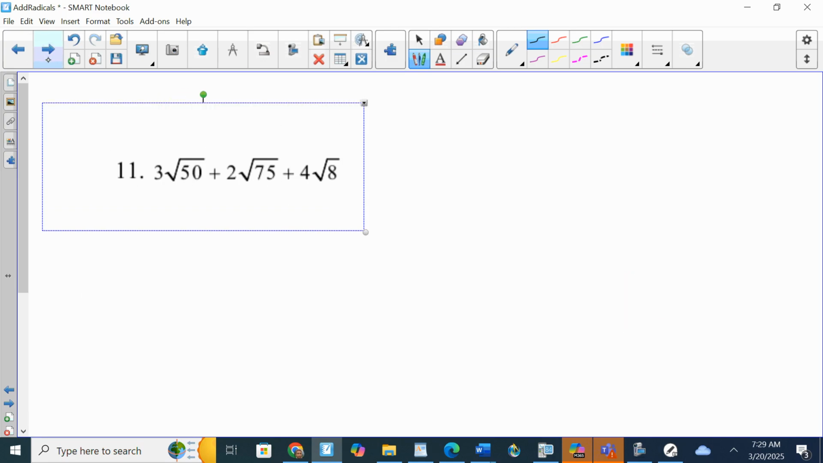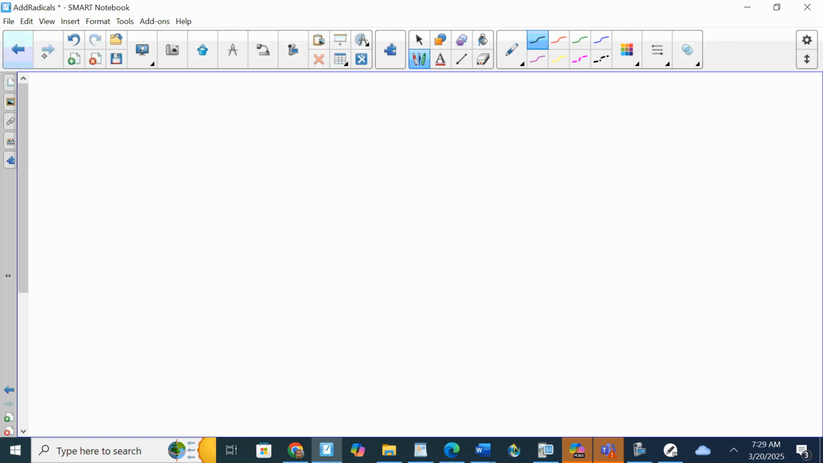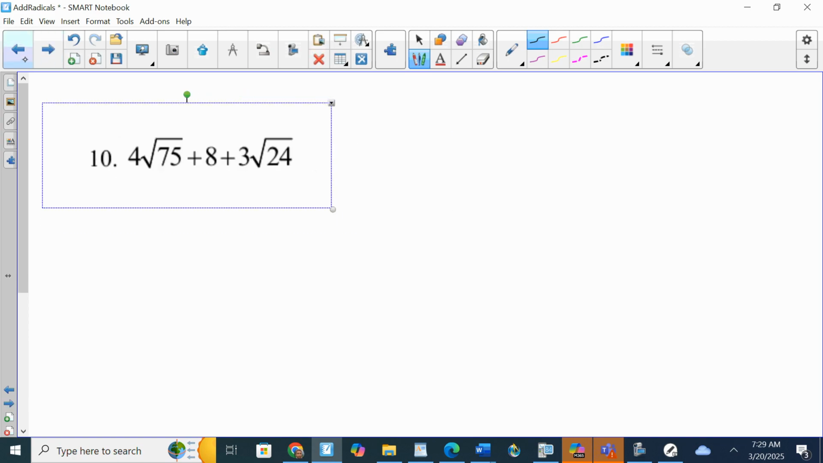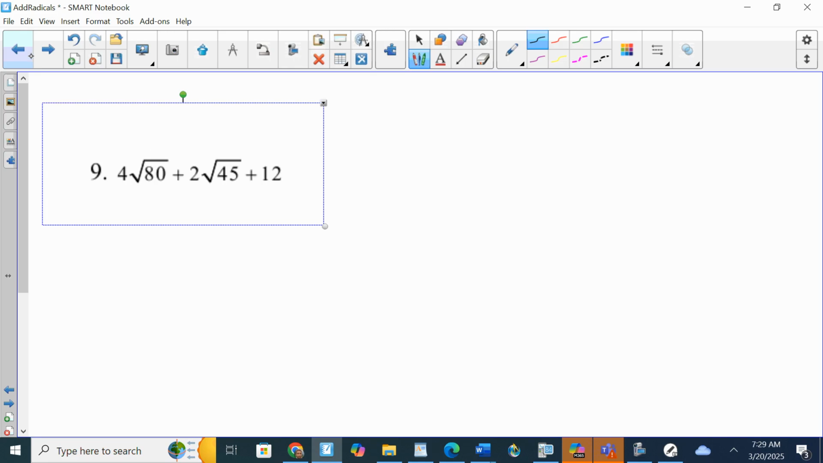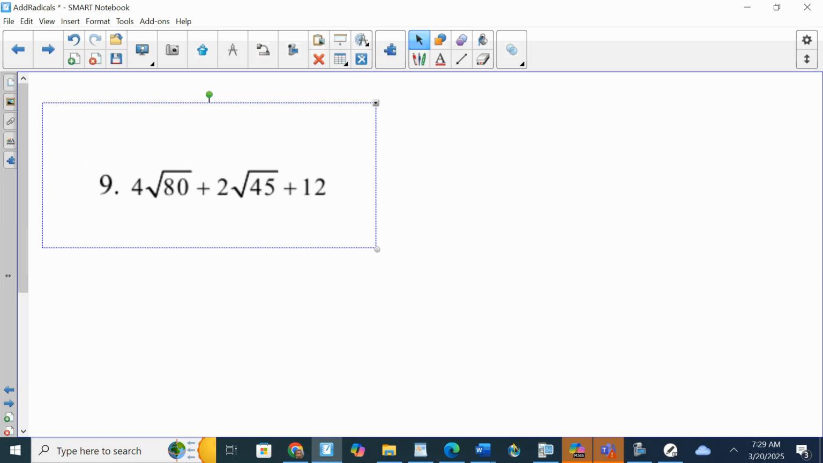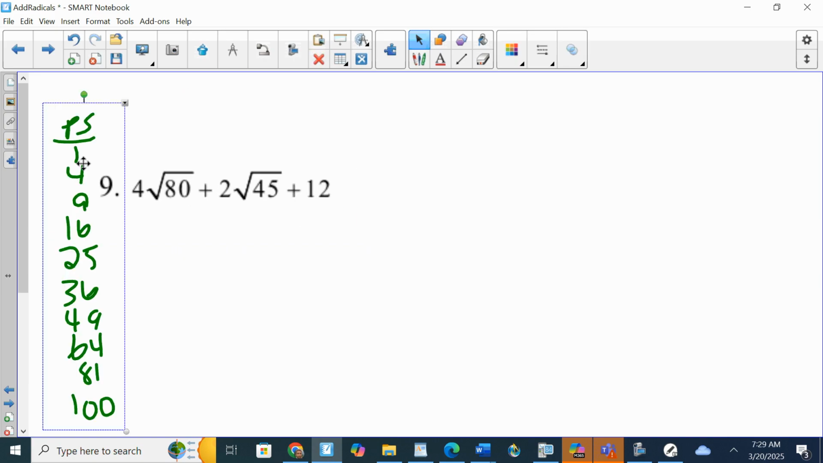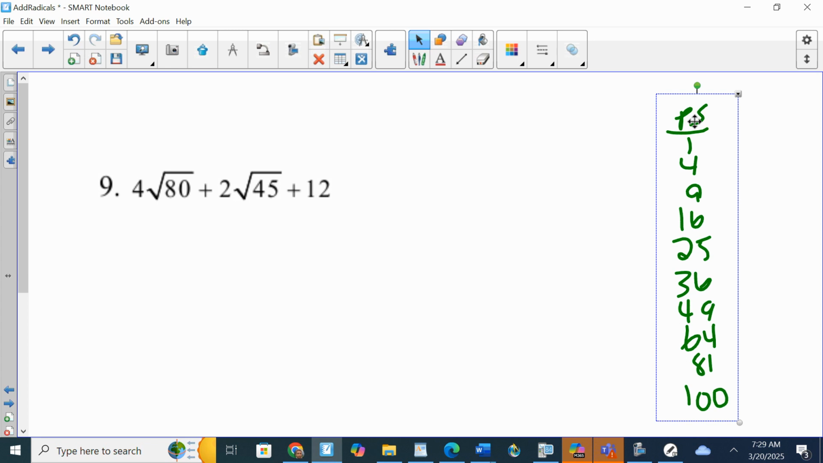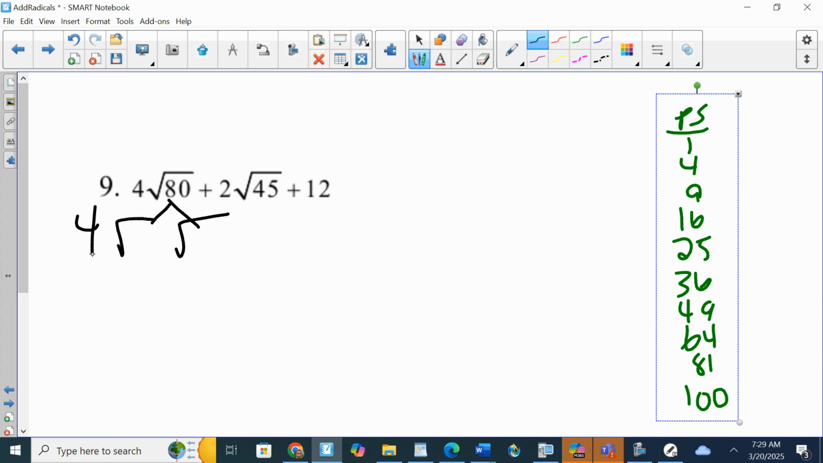And finally, let's do something like this, number 9. Again, I'm going to reduce each of my radicals. So I'm going to reduce radical 80, and I'm going to reduce radical 45. Ignore the 4. Ignore the 2 for now. 80 would be 16 and 5. 45 would be 9 and 5.